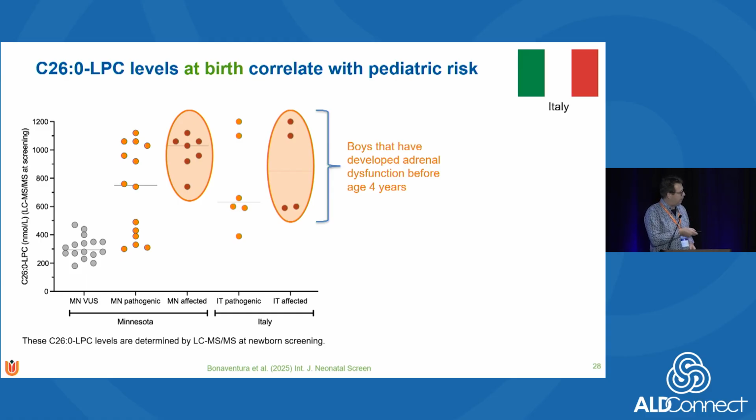So here again in Italy, these are the pathogenic variants and the affected individual, and also the boys that developed adrenal dysfunction before the age of 4 years. They have 4-year follow-up, again are in the highest range. And I've been asking Mark Engelen to get the data from our boys that were picked up in the pilot and now also in the nationwide screening.